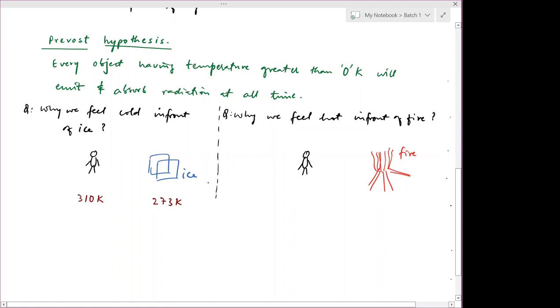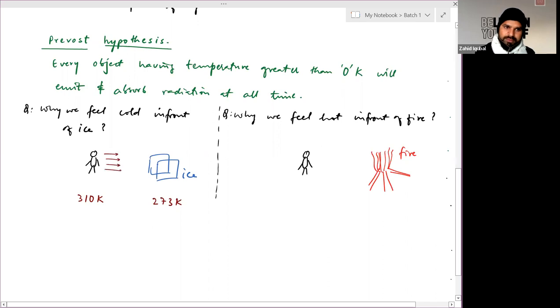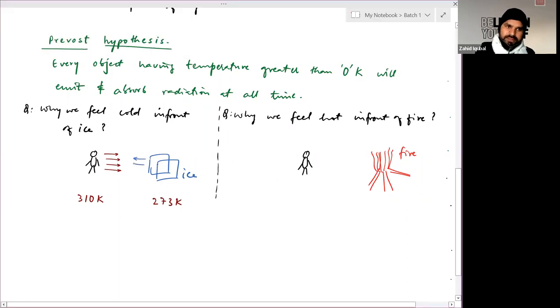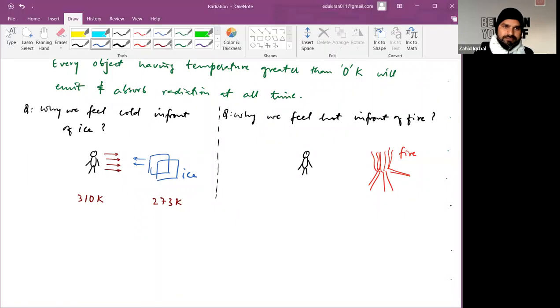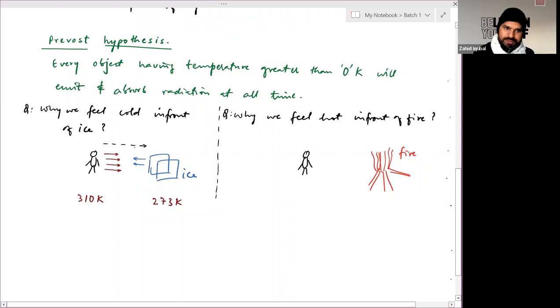Yes, sir. So we can say the more the temperature of a body, the more radiation it will radiate. So from this, the human body having a temperature of 310 Kelvin will radiate more radiation towards the ice, and ice, being at a lower temperature, will radiate lesser radiation towards the human. In which direction do you think there will be net flow of radiation? From human to ice or ice to human? Human to ice. Good. So net flow of radiation will be towards the ice.